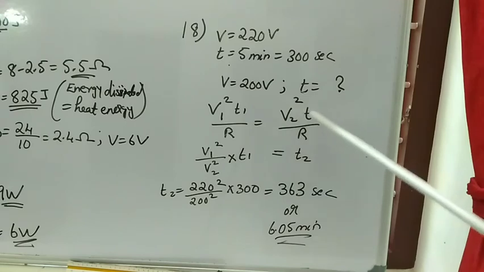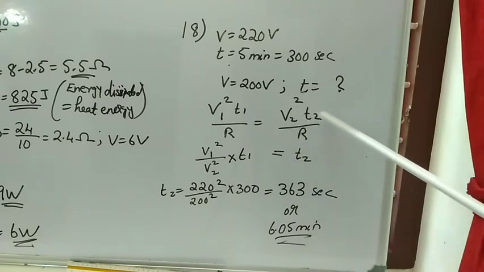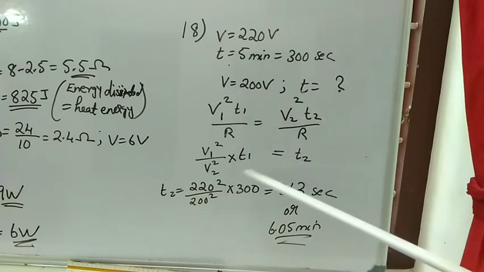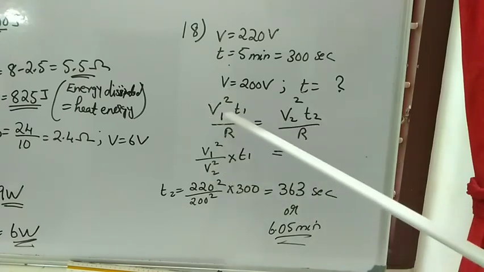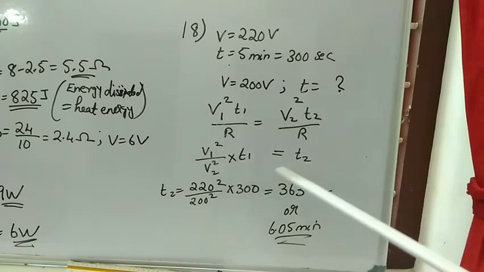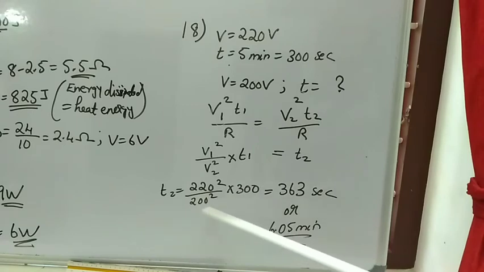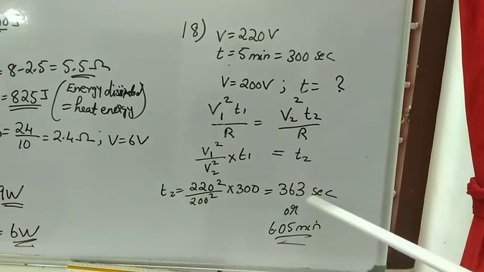So from here, T2 is what we are asked to find, the second time, how much time it will take. So from here, cross multiply: T2 is equal to V1 square by V2 square into T1. So T2 is equal to 220 square by 200 square into T1, that is 300 seconds. So you will get 363 seconds.